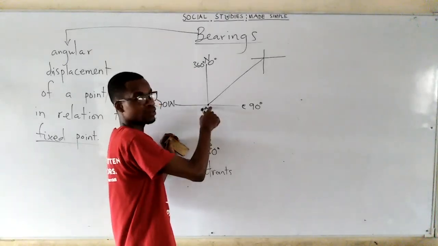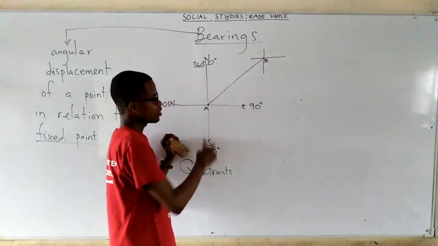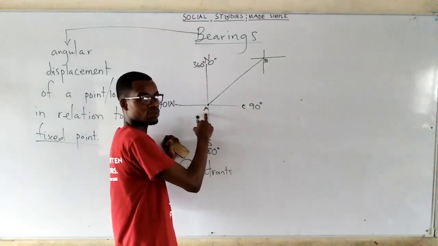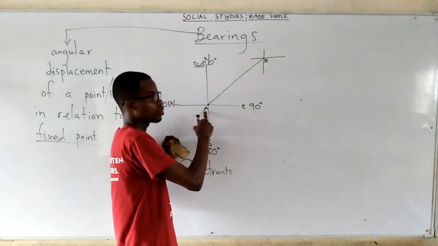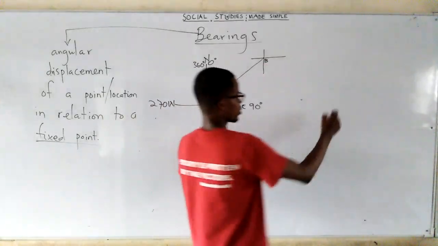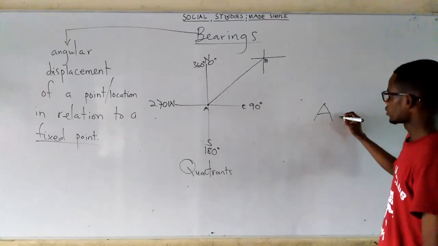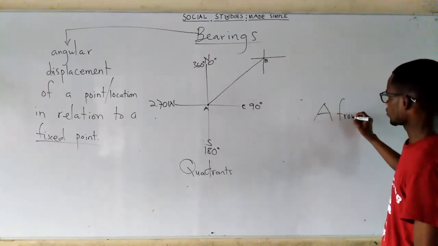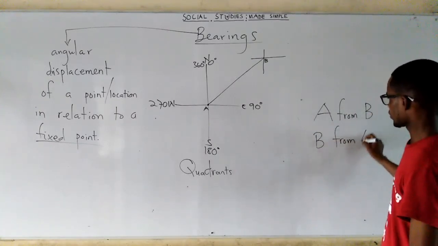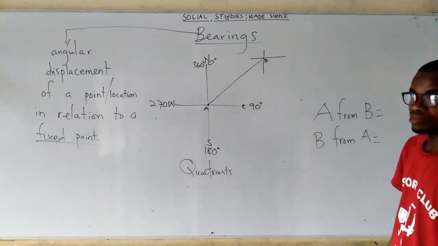So if this is the town A, and you now go to another town that I will call town B, it means that town A is your origin. And this is where you left, and the fixed point. Okay, so there's a relationship between town A and what? Town B. So Kofi traveled from town A. So A from B, B from A. They are not the same.